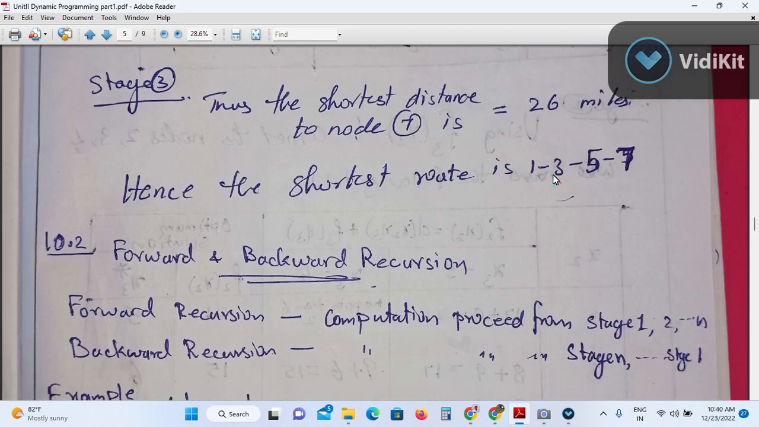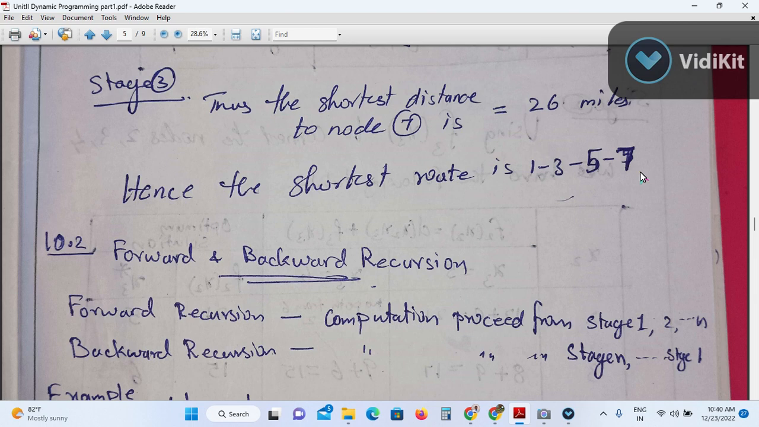So the shortest route is 1, 3, 5, and 7. So this is another example. Now the natural question is: is it possible, instead of going in a forward motion, that is from node 1 to node 7 as in the previous example, to think about the other sense, that is starting from backward motion, backward recursion? That is, starting from node 7, I have to reach node 1. So this is also a similar procedure with slight modification. There also, naturally, you have to get the same shortest route and same shortest distance.